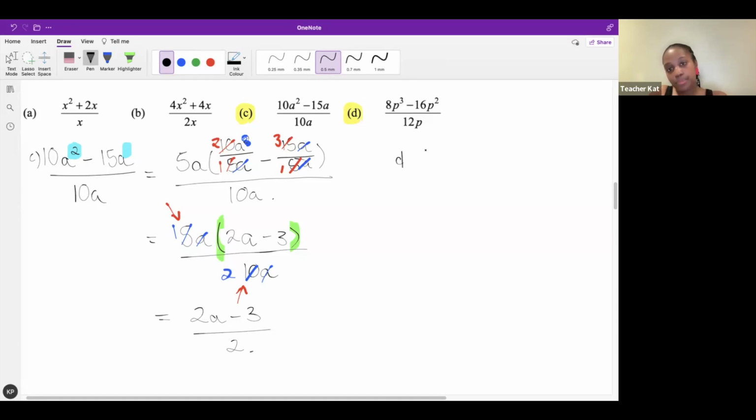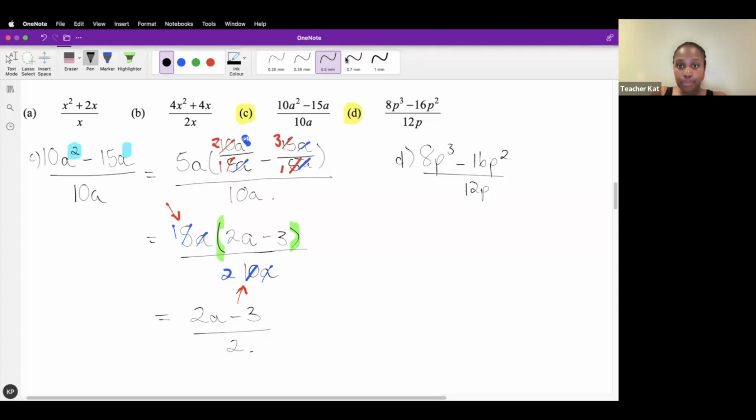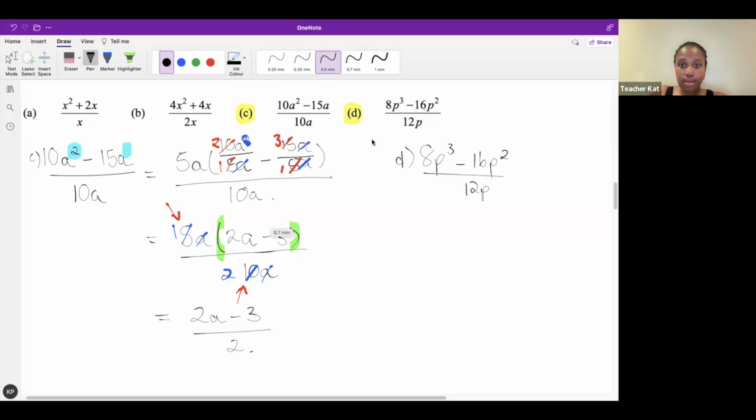Let's do D. 8p cubed minus 16p squared, all divided by 12p. Now, what is my common factor between 8 and 16 in my numerator? It is 8. Okay, number is out. Move on to the variables.